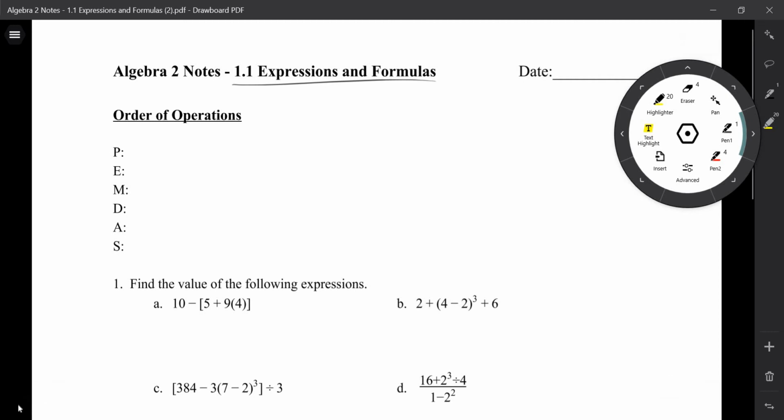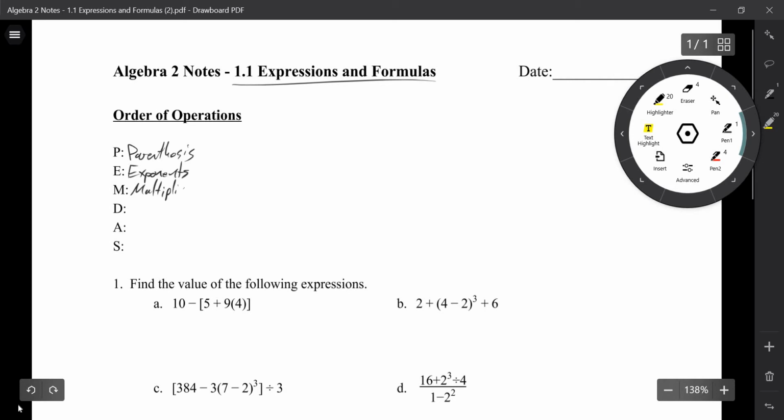First is going to be order of operations, PEMDAS. Many of you remember this. PEMDAS stands for parentheses, exponents, multiplication, division, addition, and subtraction.